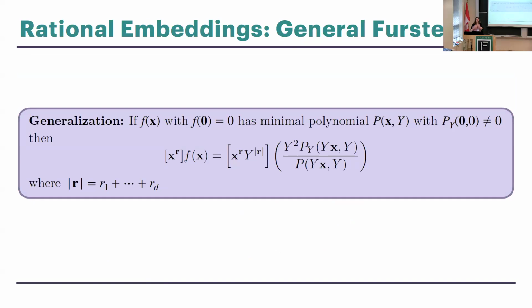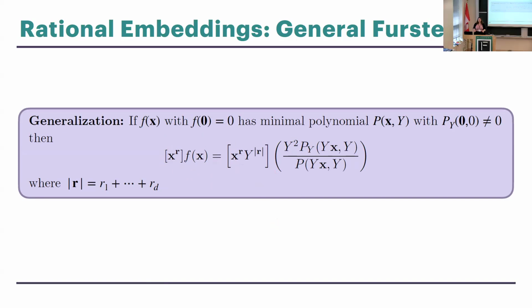So if we have an algebraic generating function f of x, where its constant is 0, and we have the minimal polynomial, such that when I take the partial derivative in terms of y at 0 it's non-zero, then we get that the coefficient of x to the r of f of x is equal to the coefficient of x to the r times y to the power of, I'm going to add up all the different exponents on my variables from r, of this embedding, which looks exactly the same.